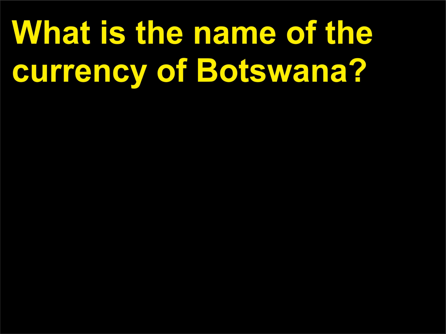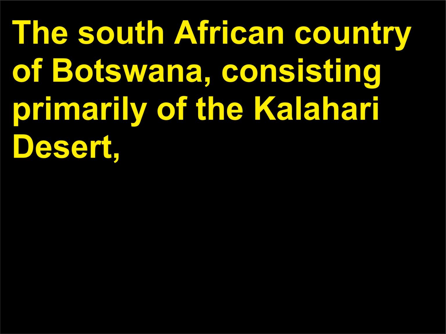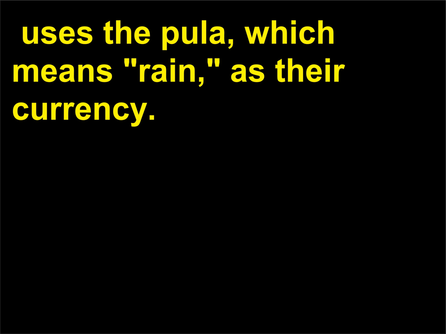What is the name of the currency of Botswana? The South African country of Botswana, consisting primarily of the Kalahari Desert, uses the pula, which means rain, as their currency.